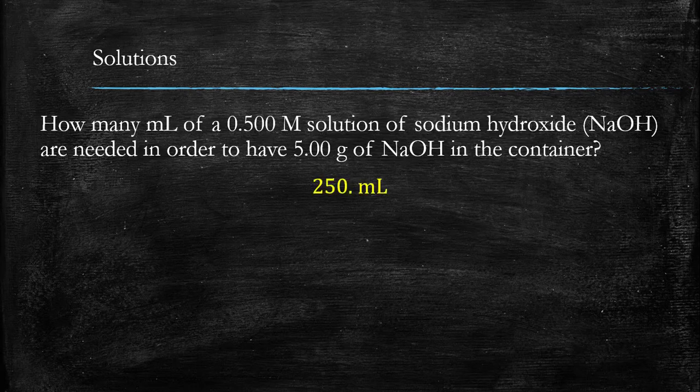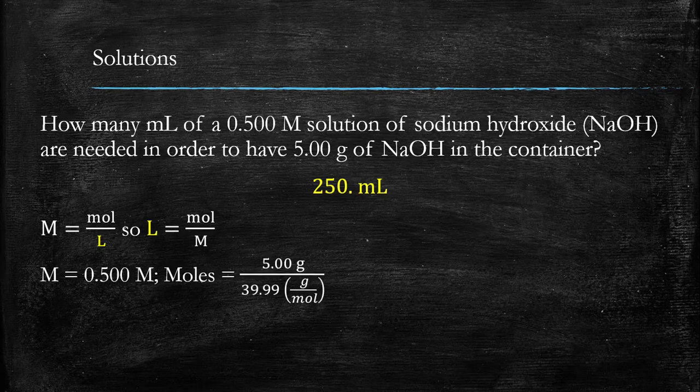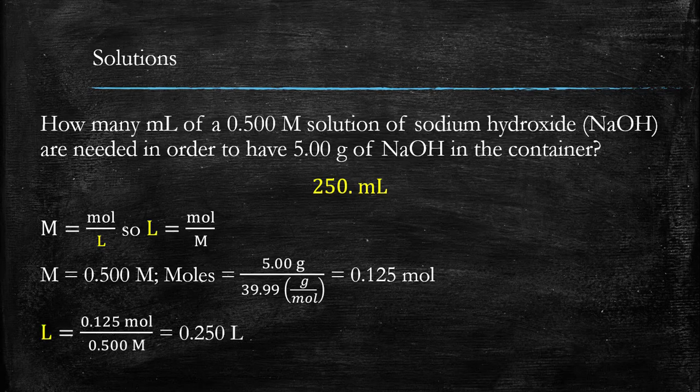Go. And the answer is 250 milliliters. We're looking for the volume, so we can rearrange, and liters equals moles divided by molarity. The molarity is 0.5 molar. To get the moles, we take the grams and divide by the molar mass, and you get 0.125 moles. Plug the values into the equation, and you get 0.250 liters as your answer. We need to convert to milliliters, so we're going to take the 0.250 liters and multiply by 1,000 milliliters per liter to get 250 milliliters.